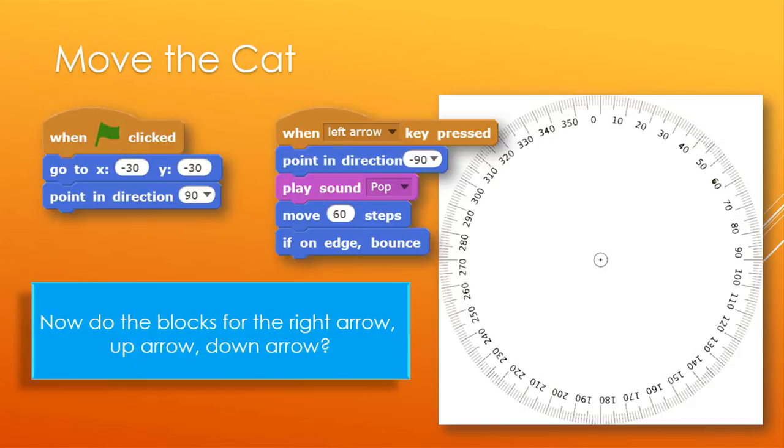Then once you've done this one on the left, go do the one on the right, the when left arrow key pressed. I'm making you work a bit tonight because I'm not showing you how to do the right arrow, the up arrow, and the down arrow. You've done it before and you should be able to figure it out from the code that is shown on the board here, the when left arrow.